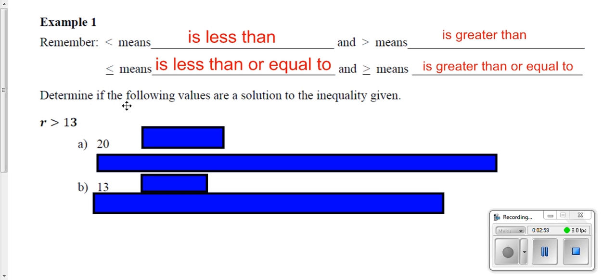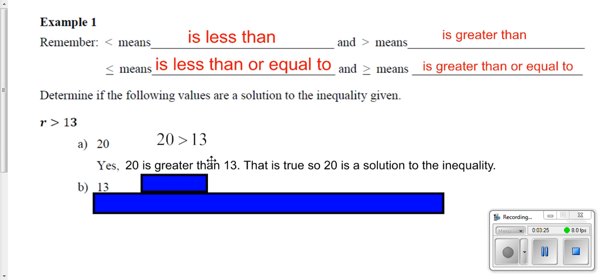Our first example, determine if the following values are solutions to the inequality. So they give us the inequality r has to be greater than 13. And they want to know if this 20 is a solution, which means I plug it in for r and see if it's true. So if I replace the r with the 20, we have 20 is greater than 13. Well, that's true. 20 is greater than 13. That means that 20 is a solution to the inequality.